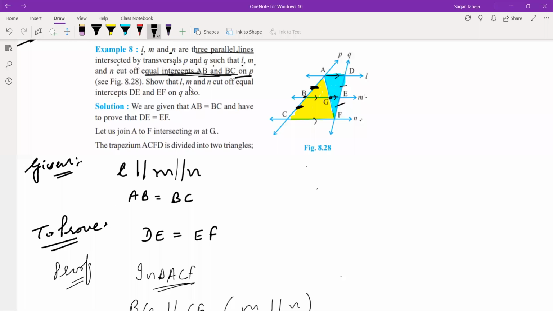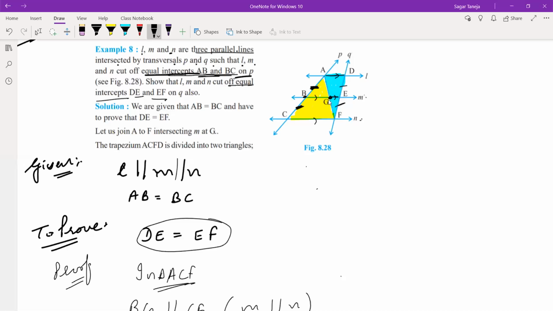Then we have to prove that it makes equal intercepts DE and EF. That means we have to prove that DE and EF are equal. So how can we link AB, BC, and DE, EF? There is no link. There is no triangle. So we have to go into this triangle first, then this triangle is connected with the other triangle. Starting with triangle ACF, B is the midpoint of AC and BG is parallel to CF, as these three lines are given parallel. That's why by converse of midpoint, we can say that G is also the midpoint of AF.